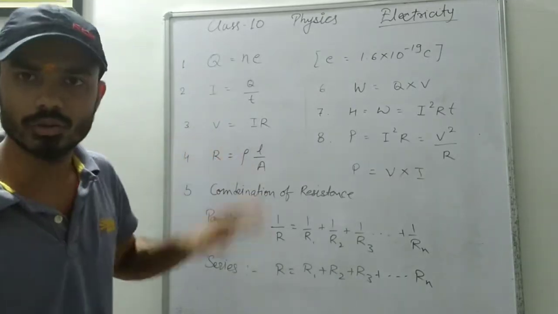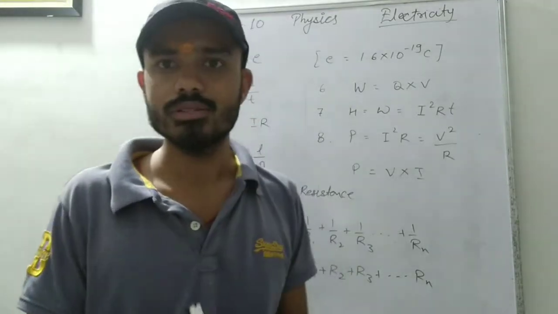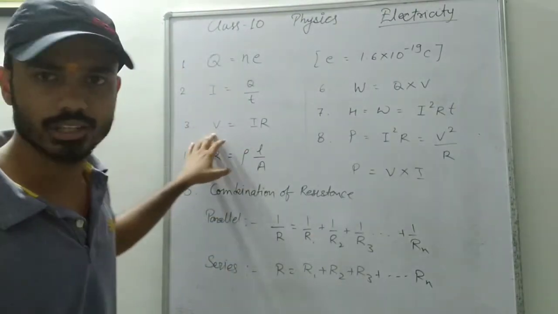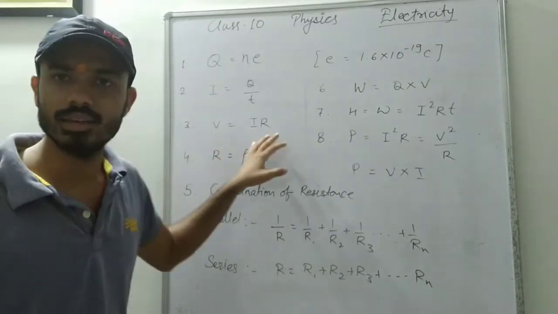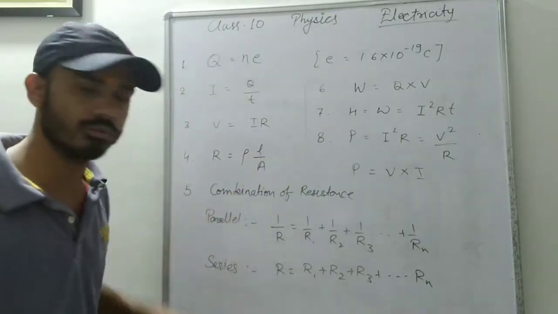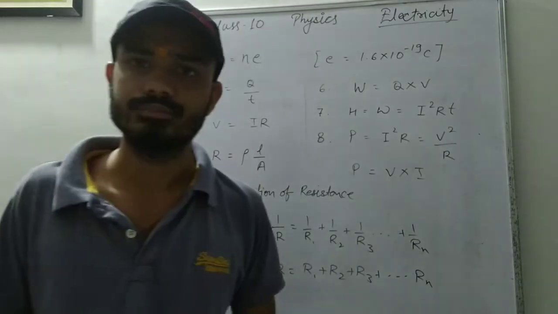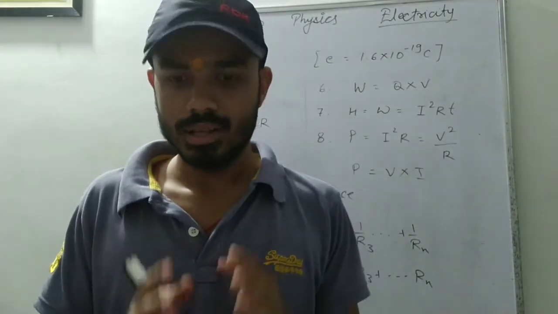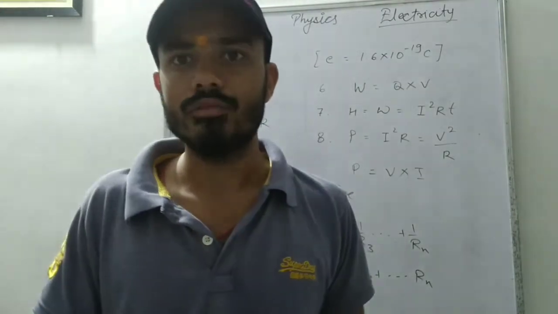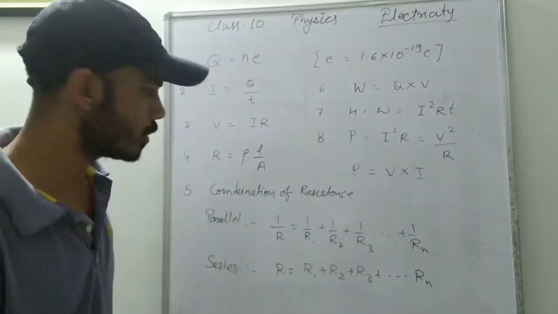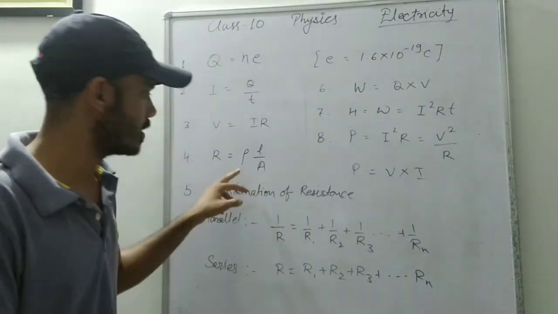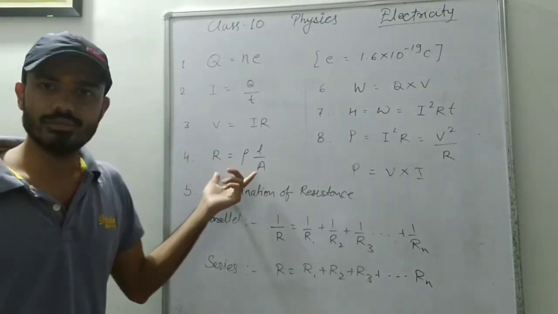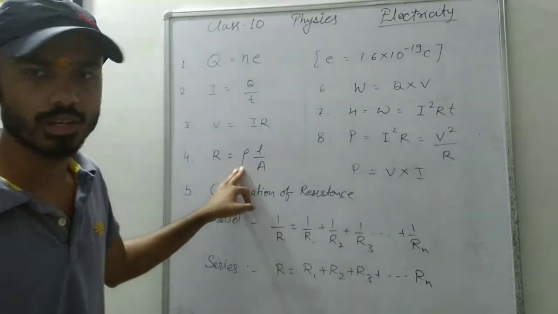The third one is V is equal to IR, which is very famous and known as Ohm's law. Here V is the potential difference between the terminals, I is the current, and R is the resistance. The fourth one is R equals rho L upon A. We know that resistance depends on the resistivity of the material, the length of the wire, the cross-section area of the wire, and the temperature. But here we are using only three terms: resistivity, length and cross section of the wire. So by this we can calculate the resistance and resistivity both.